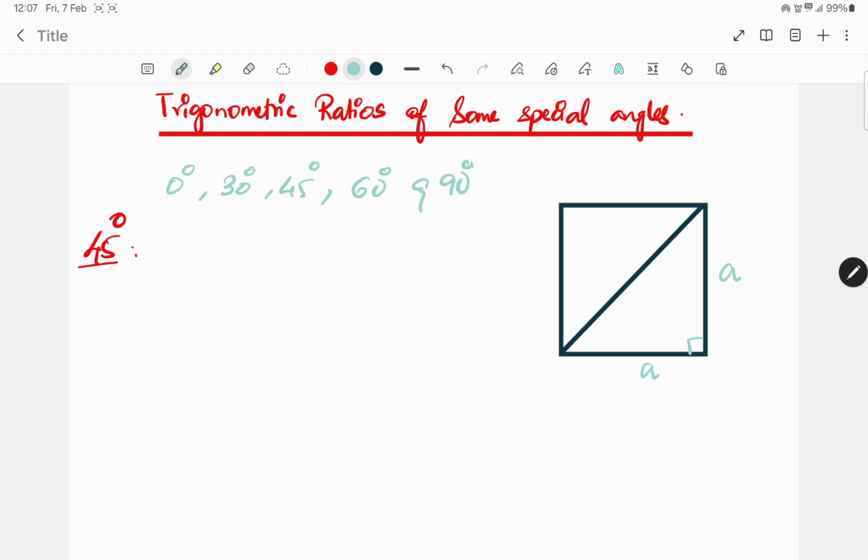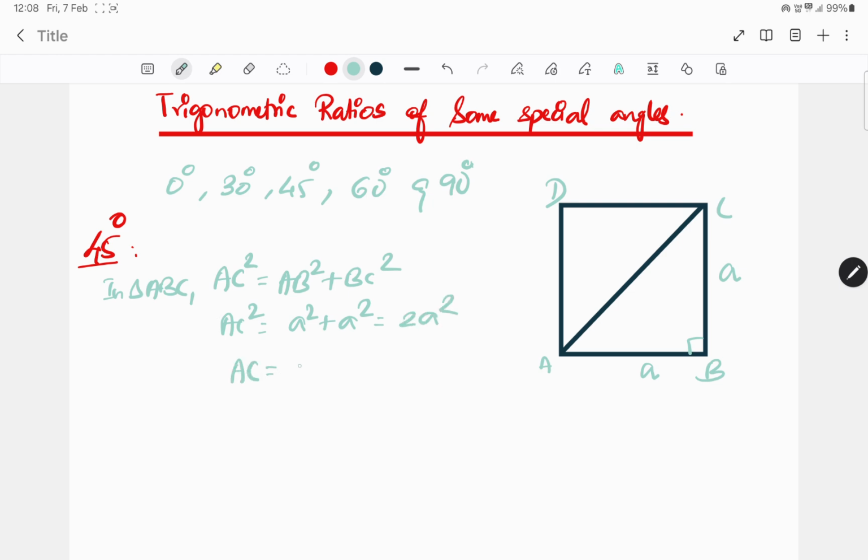Let me mark the vertices A, B, C and D. By Pythagoras theorem, take the triangle ABC. In triangle ABC, AC square equals AB square plus BC square. Both AB and BC are the same, as they are the sides of the square. A square plus A square equals 2A square. Now take square root on both sides. Then AC equals root 2 of A. We have found the diagonal of the square.